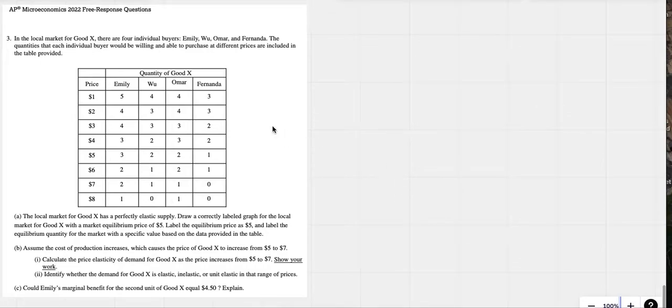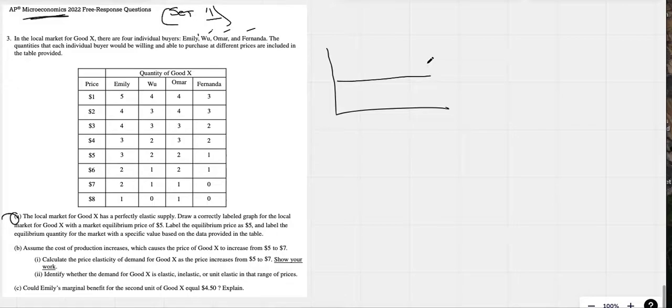See if we can do 2022 set one. Question number 3. Micro, obviously, microeconomics. In the local market for GoodX, there are 4 buyers: Emily, Wu, Omar, and Fernanda, and the quantities of each of them will be willing and able to purchase at different prices. The local market for GoodX has a perfectly elastic supply curve.